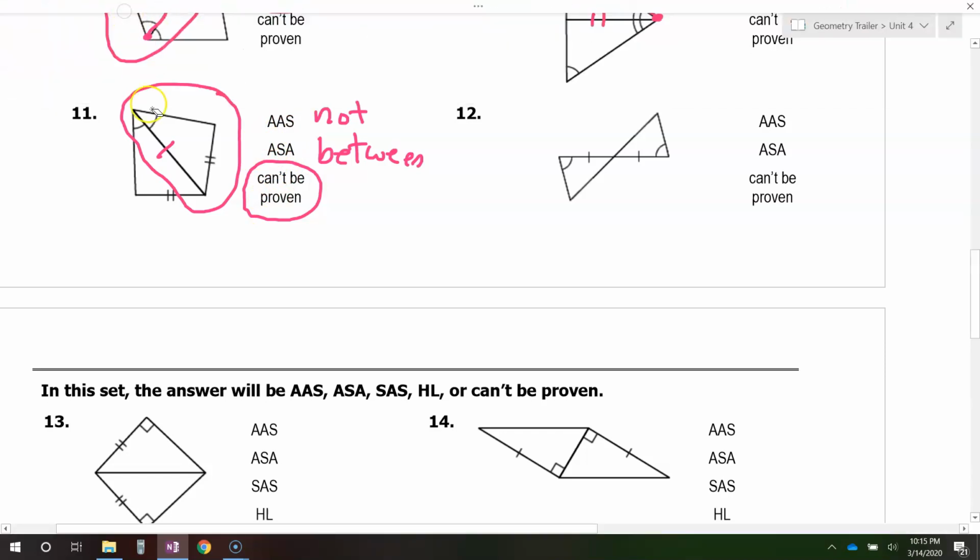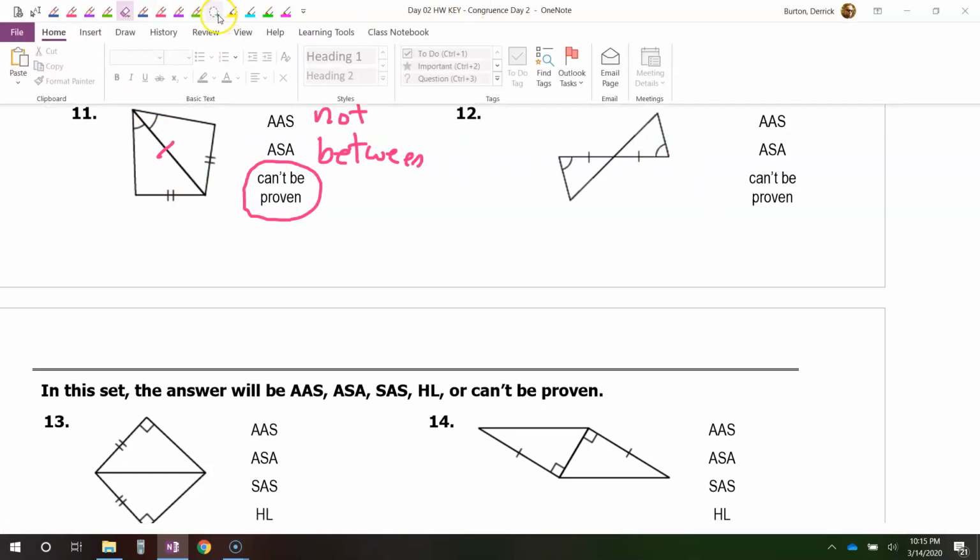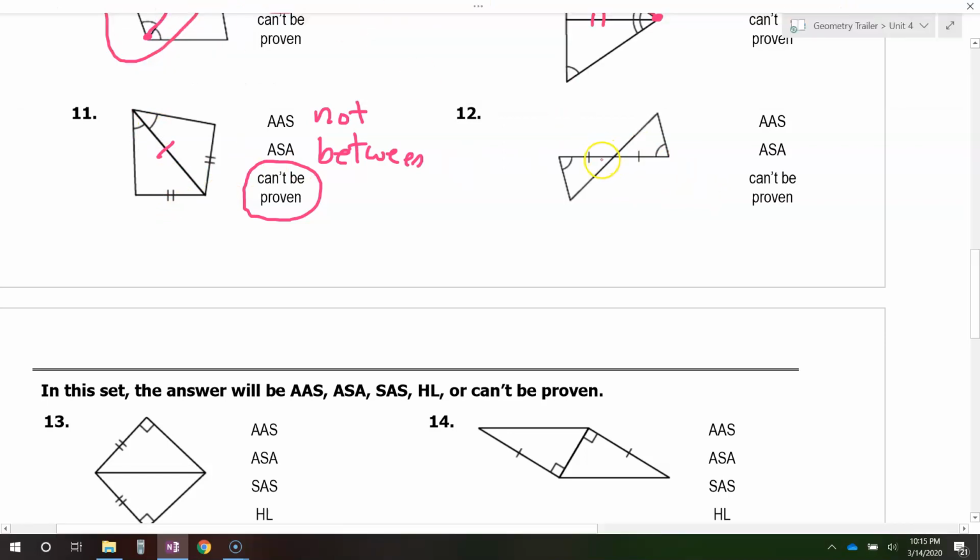Okay, moving on to number 12. Let's mark the vertical angles. So we have vertical angles here. I'm going to use a double swoop because the single is already taken. All right, this is a really small, little tiny triangle here.